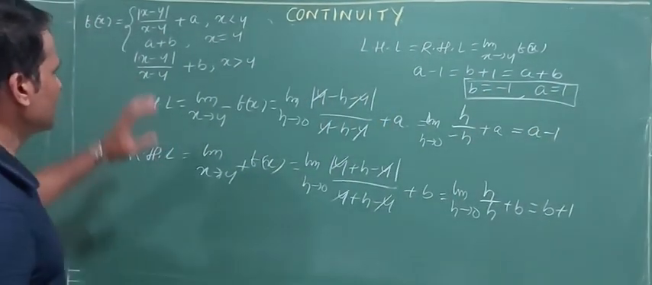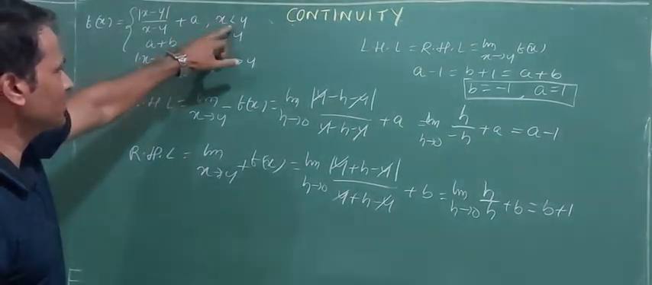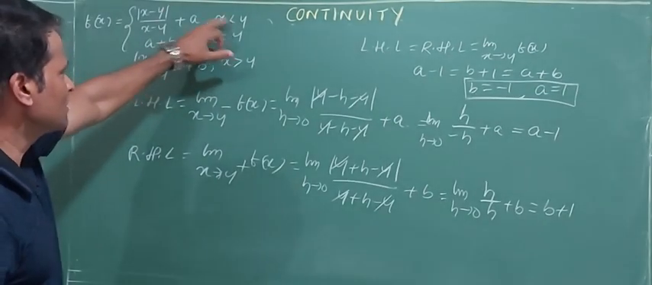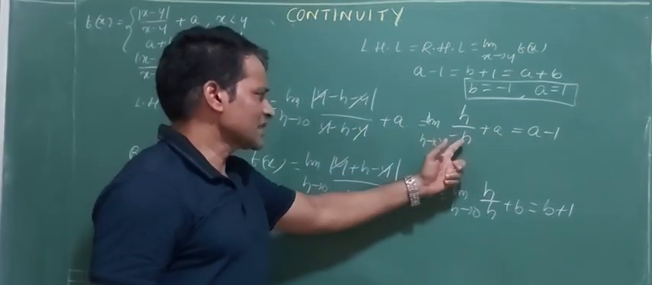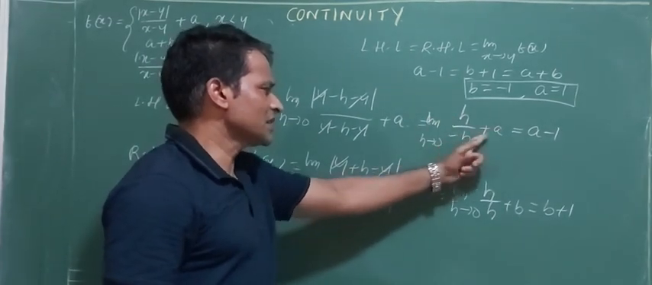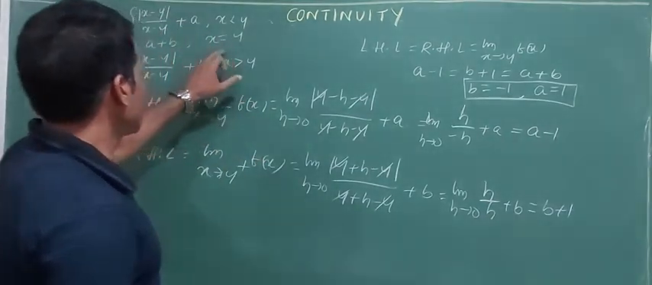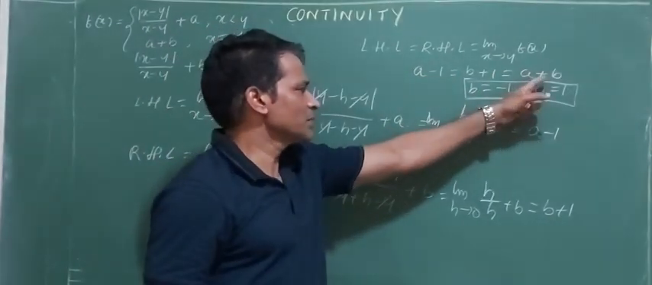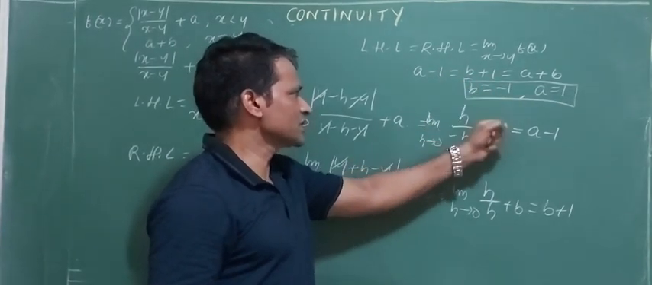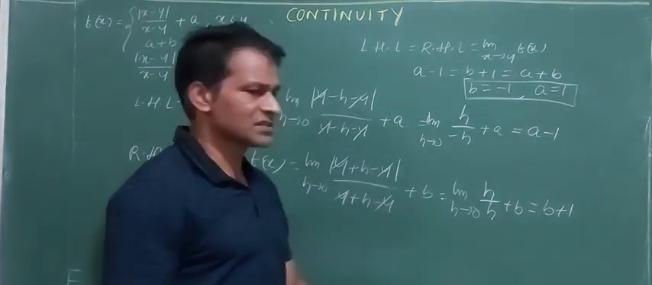The question was, if it is continuous at x equals 4, find the values of a and b. So there is the left hand limit, the point is 4. LHL I got with 4 minus h, the h cancels out, minus 1 is left, a minus 1. RHL I got b plus 1, and at the point it equals a plus b. So a minus 1 equals a plus b, a cancels out, b equals minus 1. B plus 1 equals a plus b, b cancels out, so a equals 1. That's the answer.